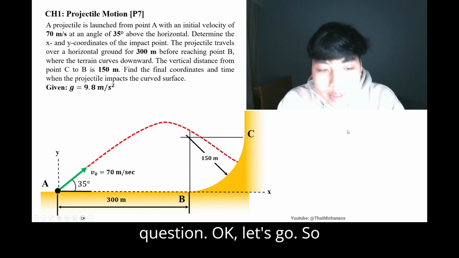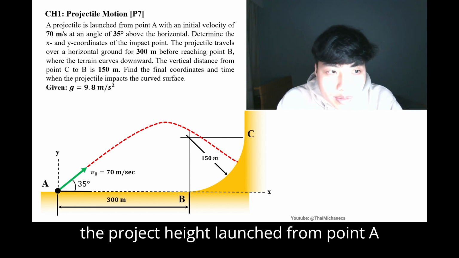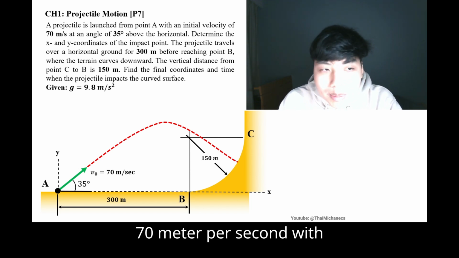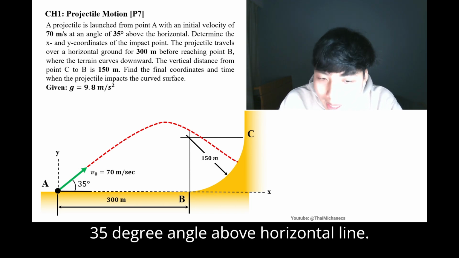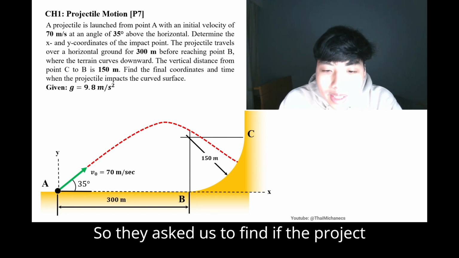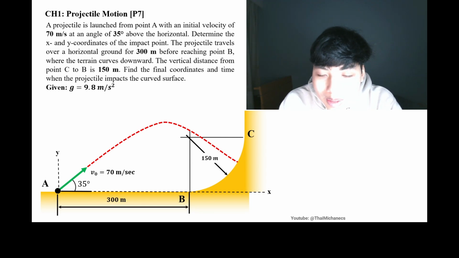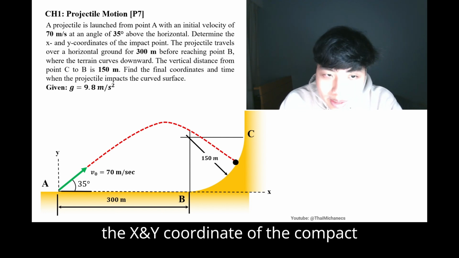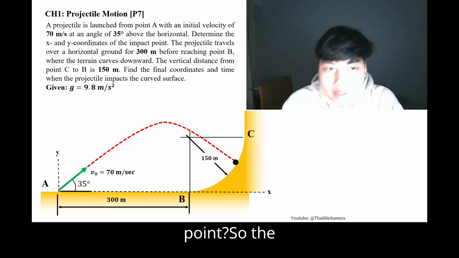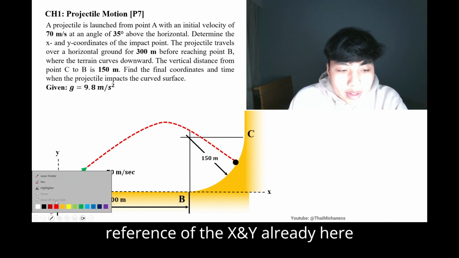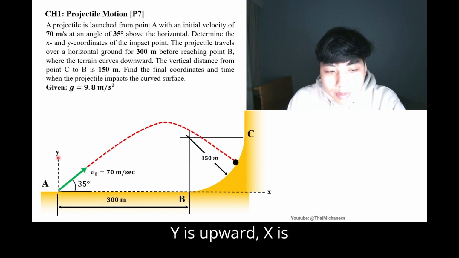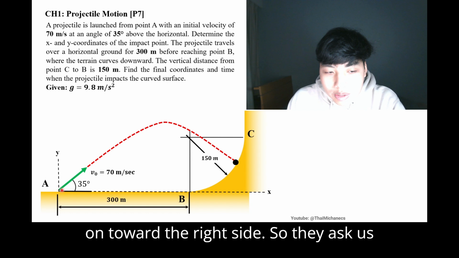Okay, let's go. The projectile is launched from point A to B with an initial velocity of 70 meters per second at a 35-degree angle above the horizontal line. They ask us to find, if the projectile lands on the circular surface, what will be the x and y coordinates of the contact point. The reference of x and y is stated from the start of the projectile: y is upward, x is toward the right side.